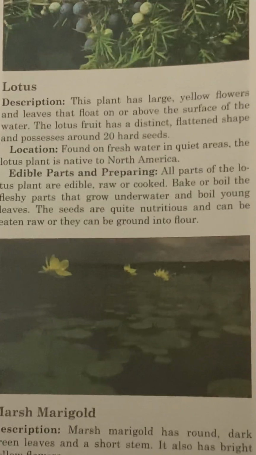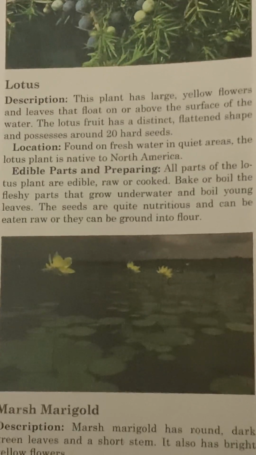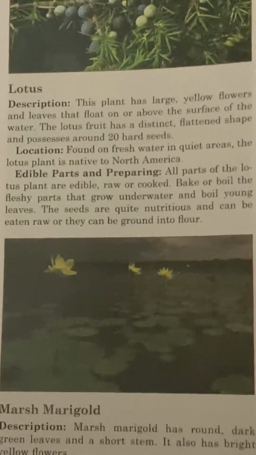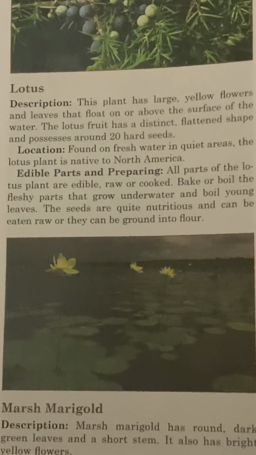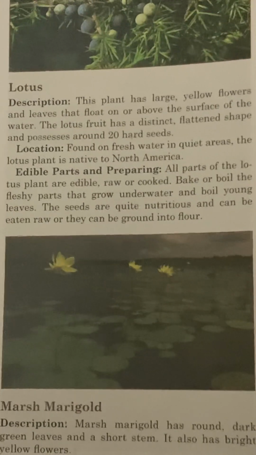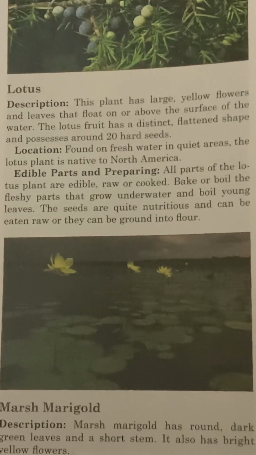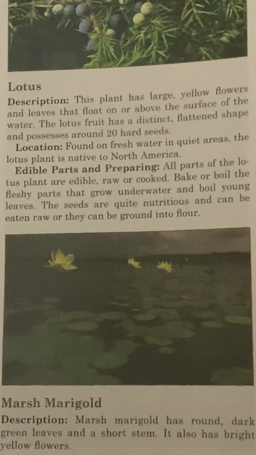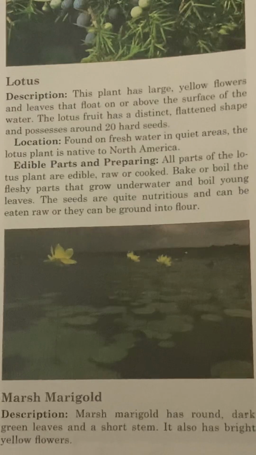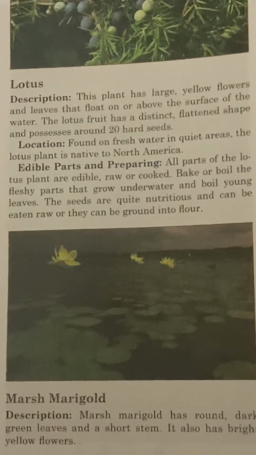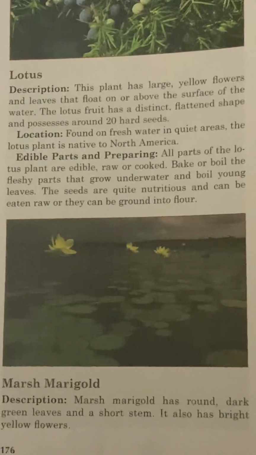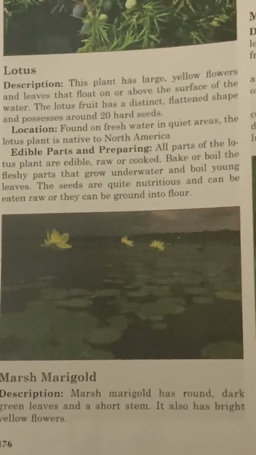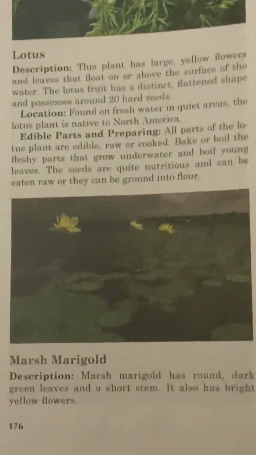Edible parts and preparing. All parts of the lotus plant are edible, raw or cooked. Bake or boil the fleshy parts that grow underwater, and boil young leaves. The seeds are quite nutritious and can be eaten raw, or they can be ground into flour.